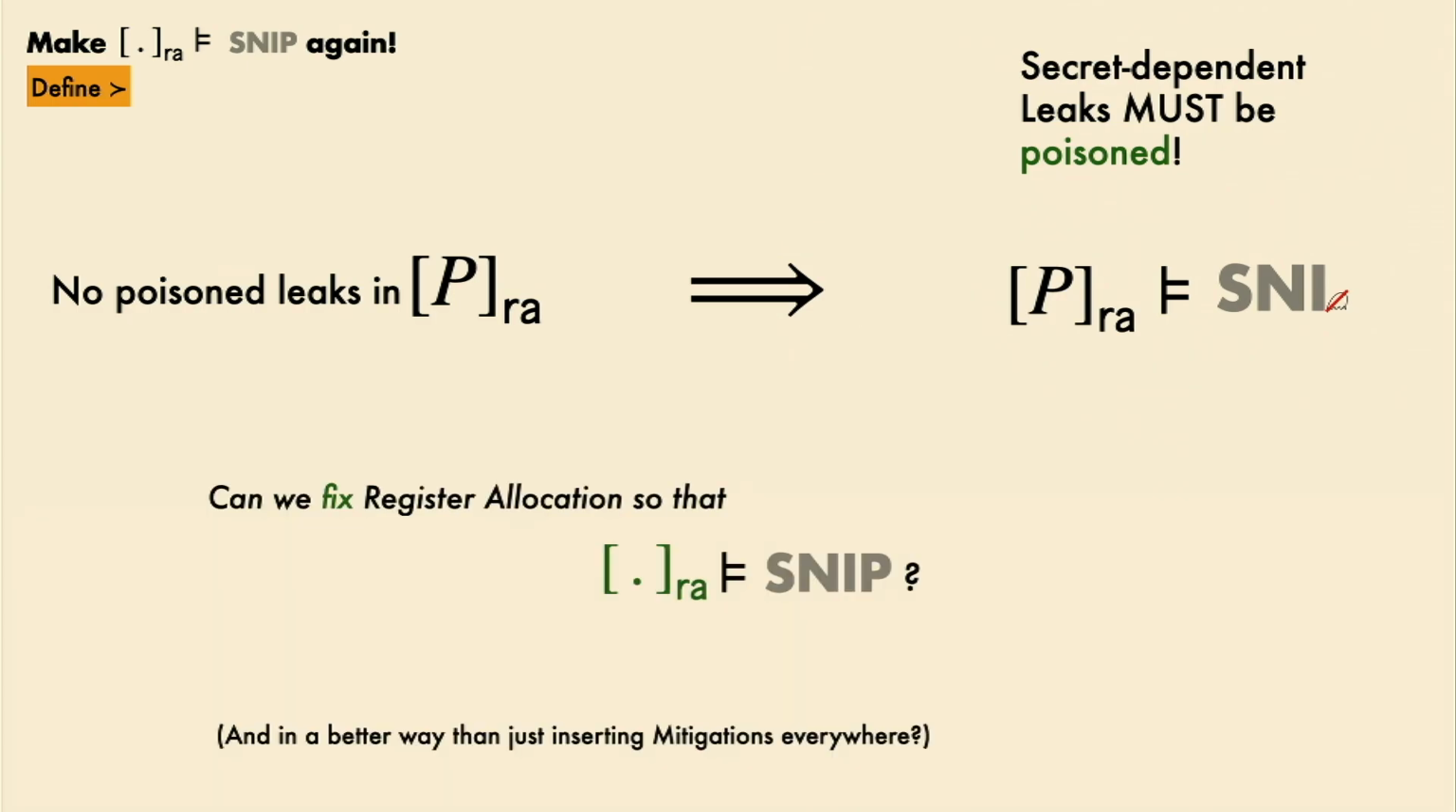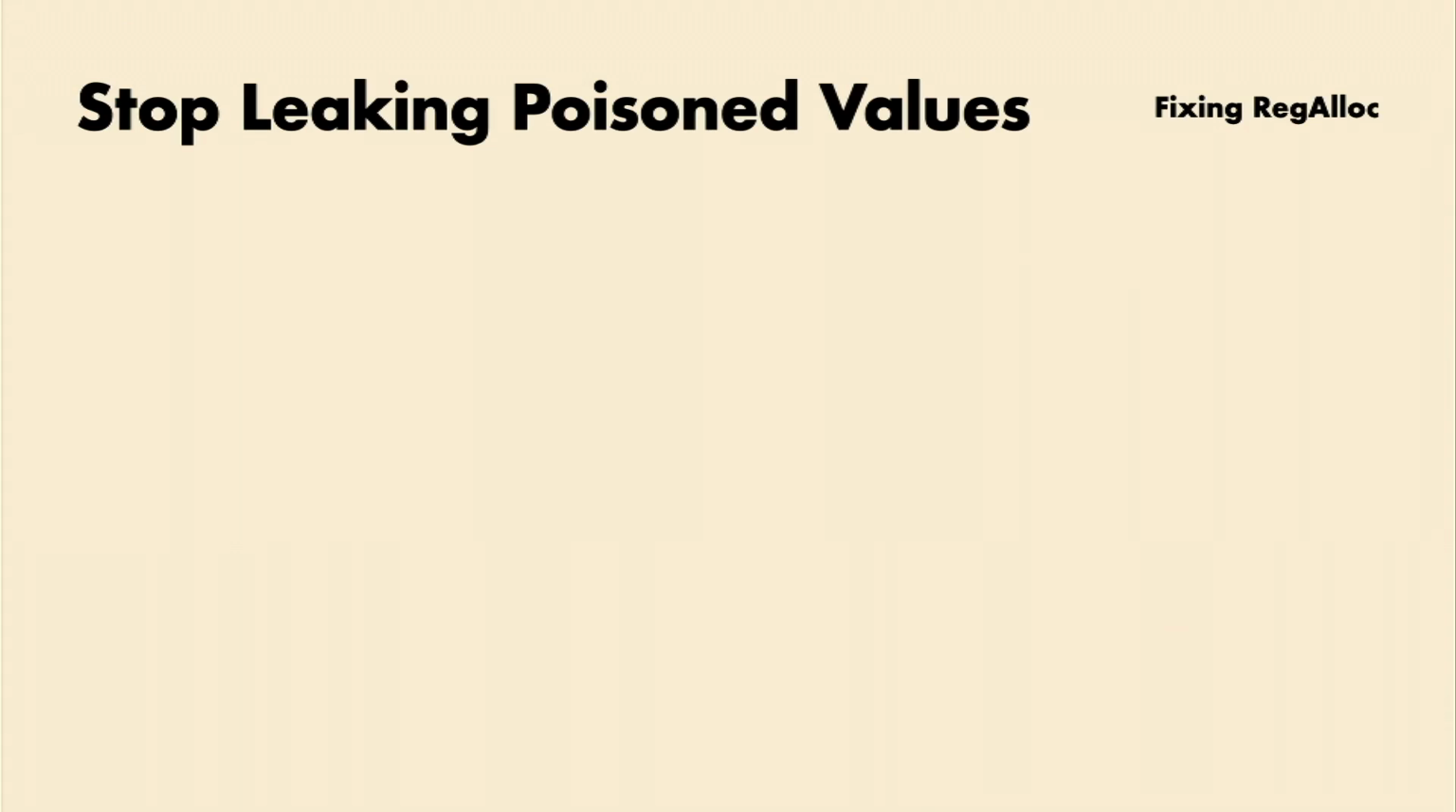And with that, we want to try to answer our fix. OK, can we fix the register allocation? The answer is yes. Just take your register allocated program and make it so that it stops leaking poisoned values. Because we know whenever we have a secret dependent leak, it must be a poisoned value. OK, so the rest of the talk, we will talk about how we stop poisoned leaks.